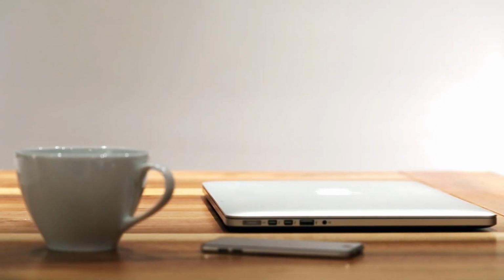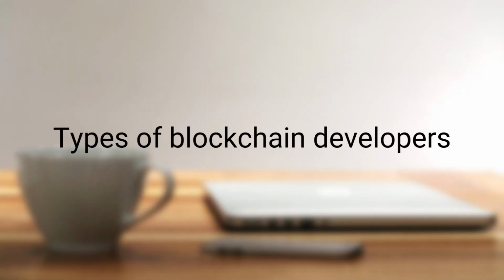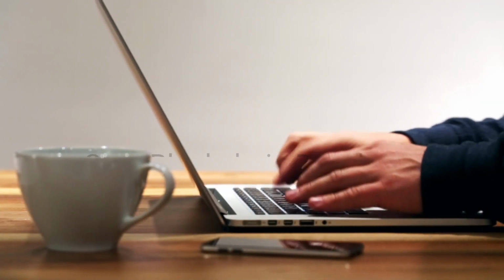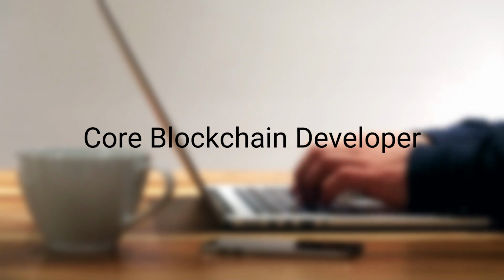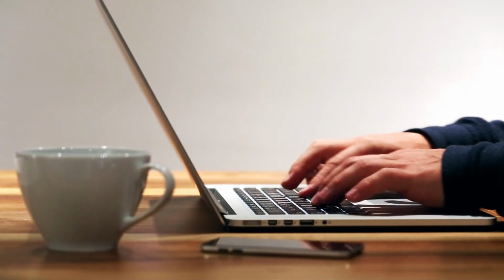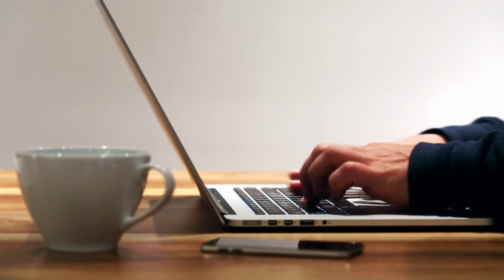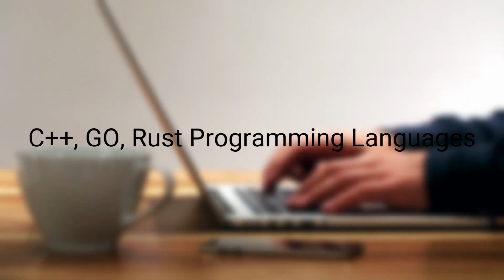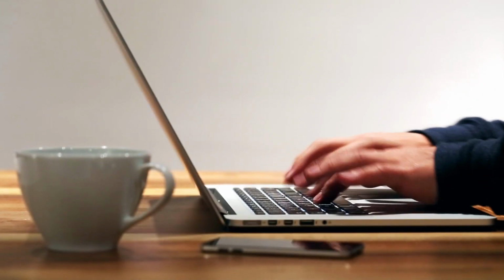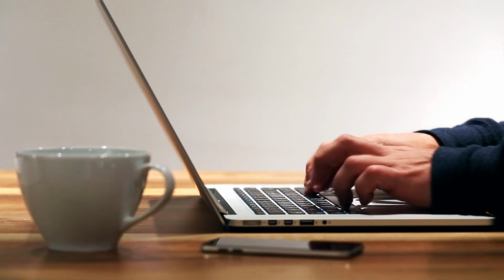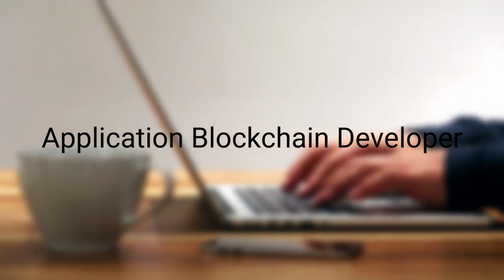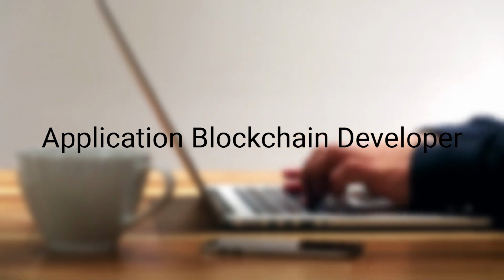Okay, so let's talk about the types of blockchain developers. Basically, there are two types of blockchain developers. One is core blockchain developers, who focus on the foundational aspects of blockchain technology, such as designing and implementing the underlying protocols, consensus algorithms, and the smart contract. Languages like C++, Go, or Rust are often used to develop blockchain platforms like Ethereum, Hyperledger, or Corda.